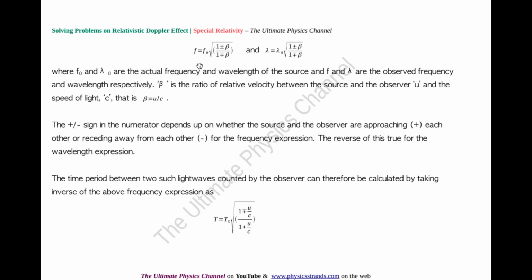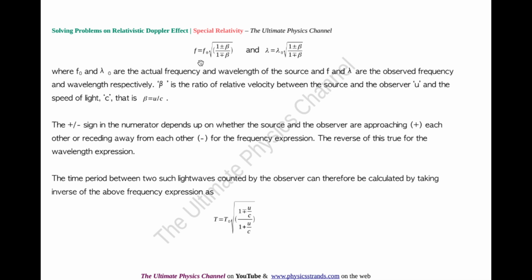f is equal to f naught square root of (1 plus or minus beta) over (1 minus or plus beta). This is for the frequency of the observed wave due to Doppler effect, and the wavelength lambda is given by lambda naught square root of (1 plus or minus beta) over (1 minus or plus beta). Here it is important to remember that for any wave, if the frequency increases, its wavelength has to decrease if the wave travels with a constant velocity in a medium, which is true for the light waves as well.